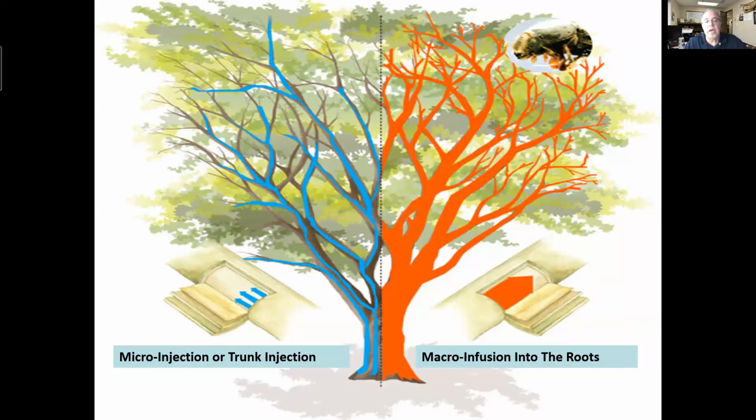You've got to use macroinfusion. Now, macroinfusion is a large amount of solution into the root flares. A microinjection might put in maybe a quart of material into the whole tree, whereas macroinfusion in a large tree might put in 20, 30, 40 gallons. So again, the whole purpose is even and complete coverage of the 2 to 4 year old branches.